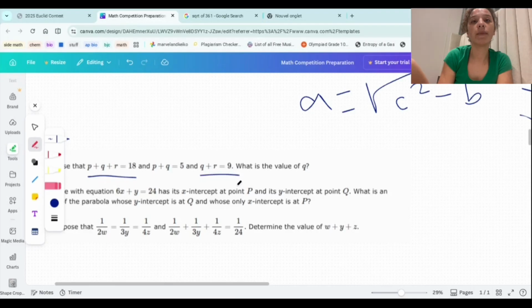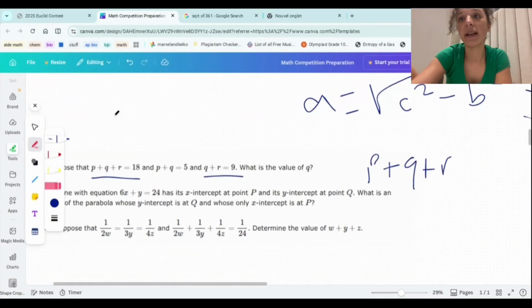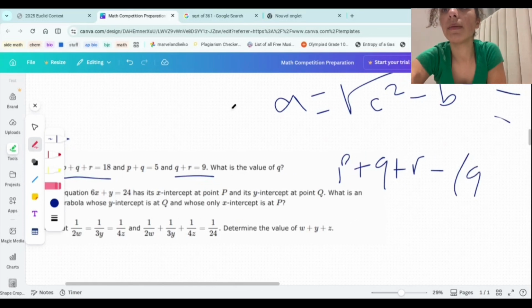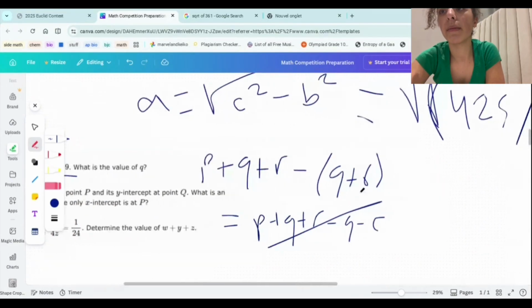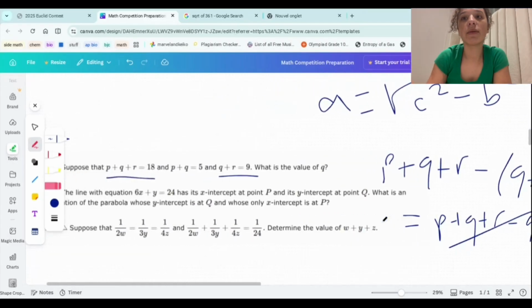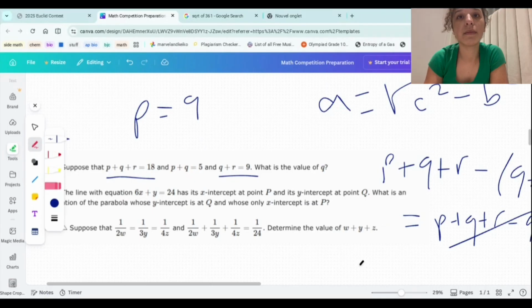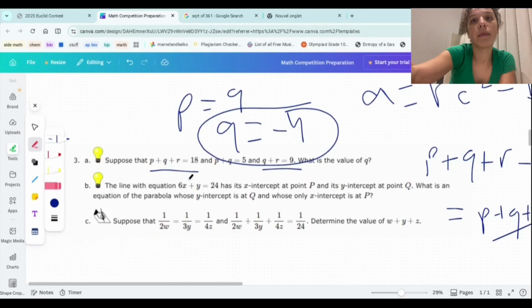Basically, if I subtract this and this, it'll be the same as 18 minus 9. When I subtract Q plus R from P plus Q plus R, that's the same thing as P plus Q plus R minus Q minus R. All of these cancel. I just get P, and this is equal to 18 minus 9, right? So it's equal to 9. So P is equal to 9. So if P equals 9, that means 9 plus Q is equal to 5. So Q is minus 4 by extension.